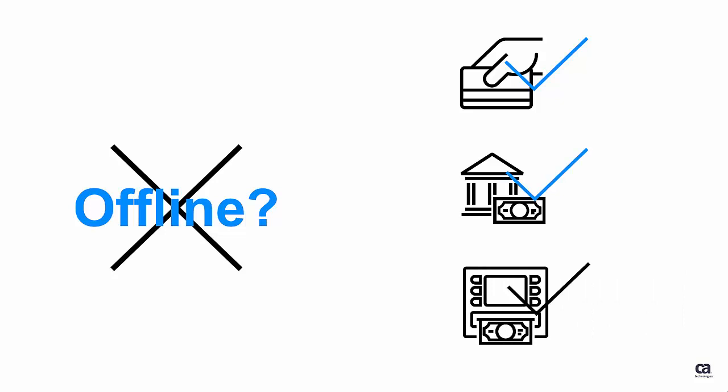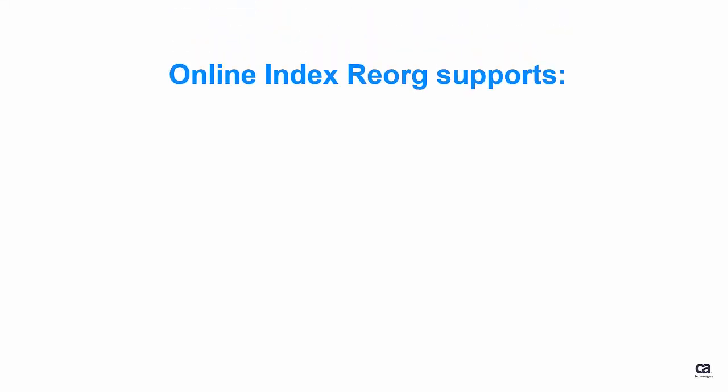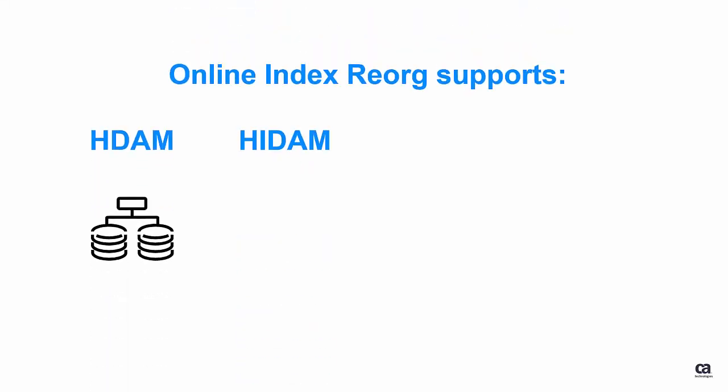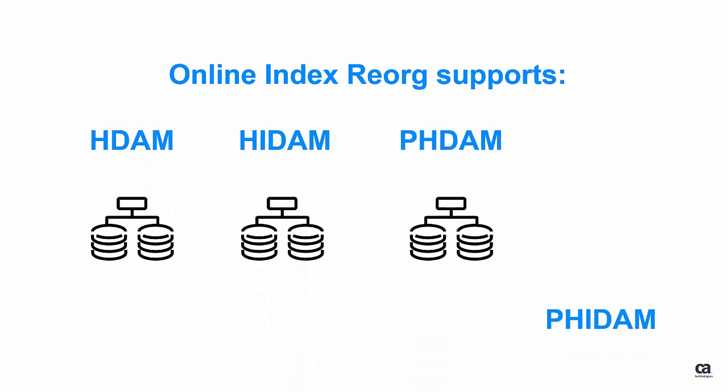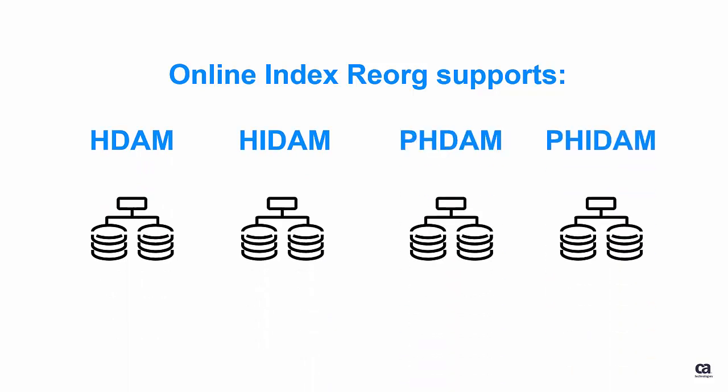This new feature supports online reorganization of primary or secondary indexes for all of the most common IMS databases: HDAM, HIDAM, PHDAM, and PHIDAM. But how does Online Index Reorg improve performance?